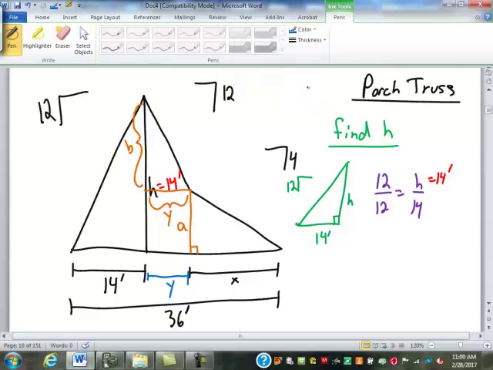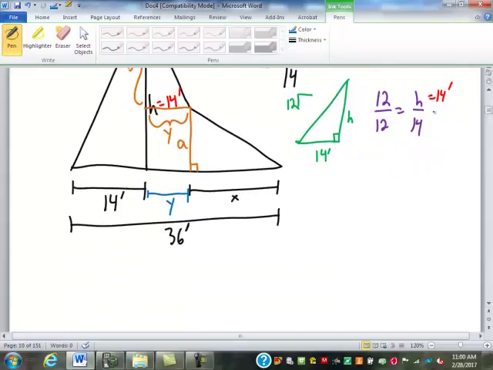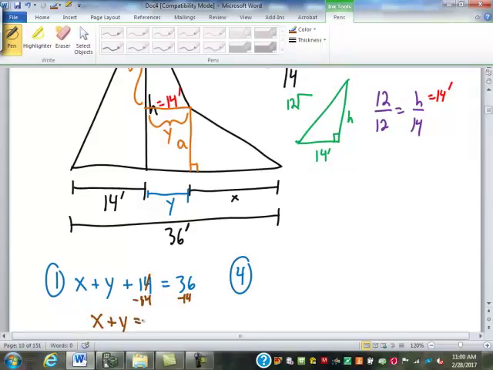So now we find our systems. I'm going to write equation 1 and what we called equation 4 last time right away. Equation 1, x plus y plus 14 equals 36. Otherwise known, if I subtract the 14, x plus y equals 22.